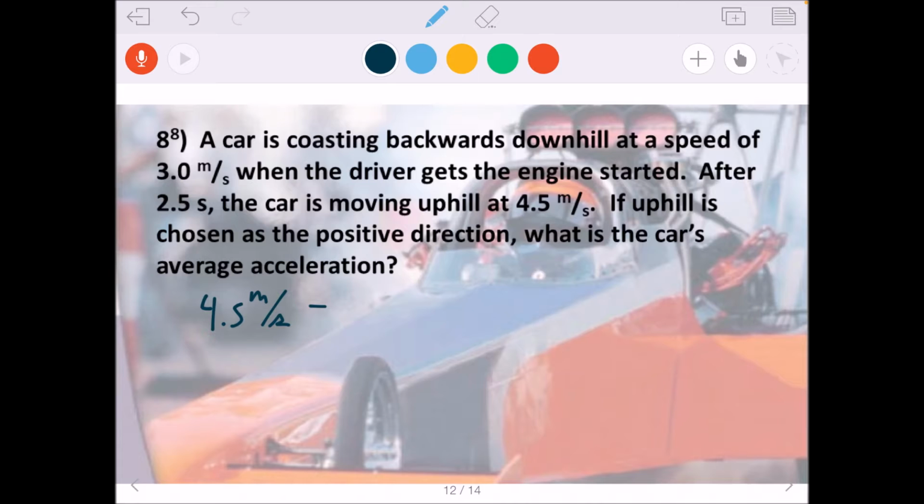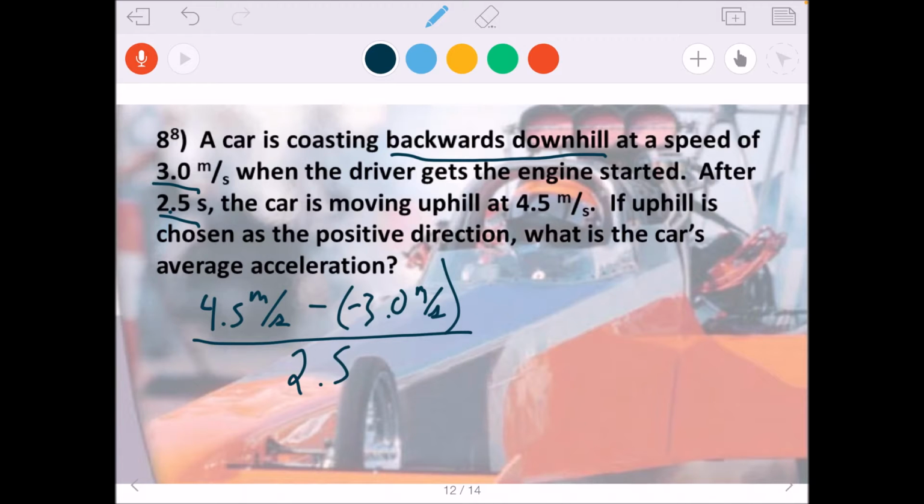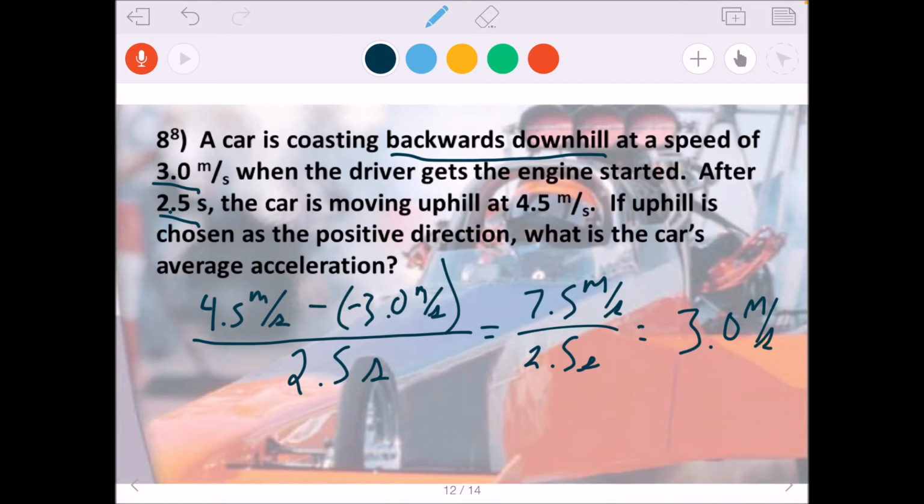Now, the initial velocity is coasting backwards downhill at a speed of 3 meters per second. So I need to be subtracting 3.0 meters per second. And then I'm going to divide by the total amount of time. So our time is a total of 2.5 seconds. So if I take and divide by 2.5 seconds, that gives me 7.5 meters per second divided by 2.5 seconds, which gives me an average of 3.0 meters per second squared.